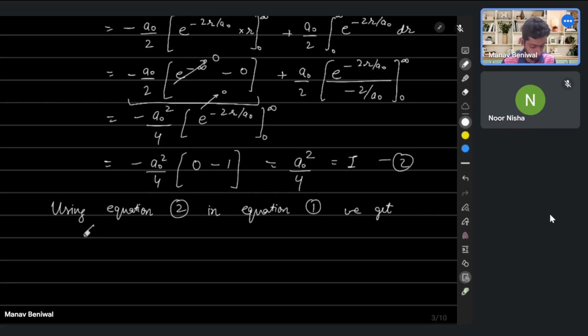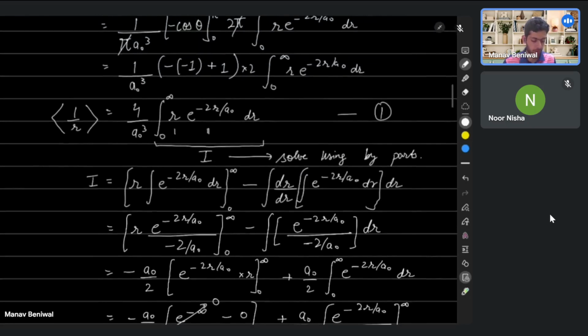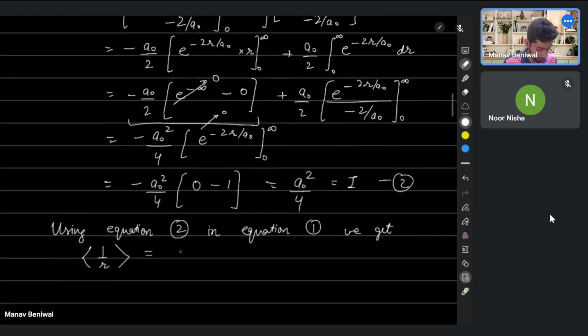expectation value of 1 over r. This is nothing but, here you can see 4 by a naught cube multiplied by a naught squared by 4. So 4's will cancel out, and this a squared will cancel out this cube, and we will be left with only 1 by a naught. So finally we can write 1 over r is 1 by a naught.